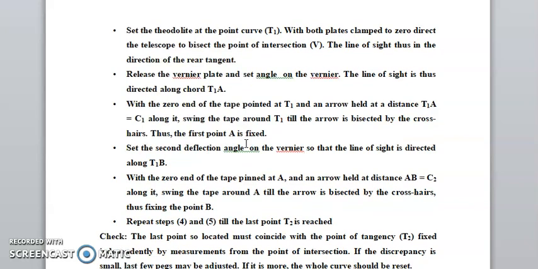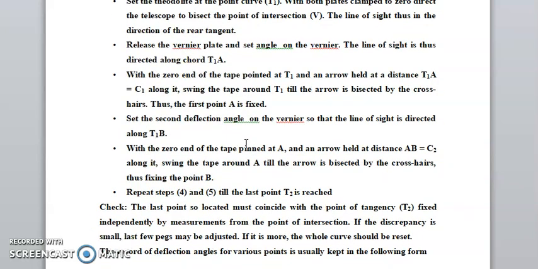Check. The last point so located must coincide with the point of tangency T2 fixed independently by measurement from the point of intersection. If the discrepancy is small, a few pegs are adjusted. If it is more, the whole curve should be reset.